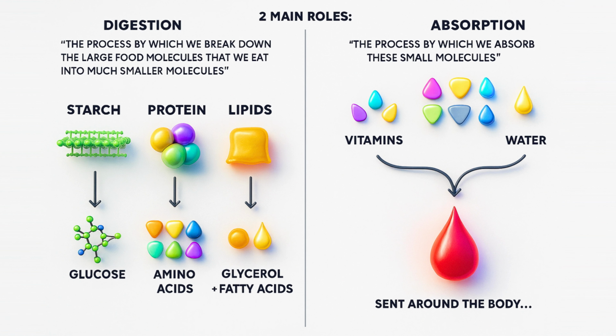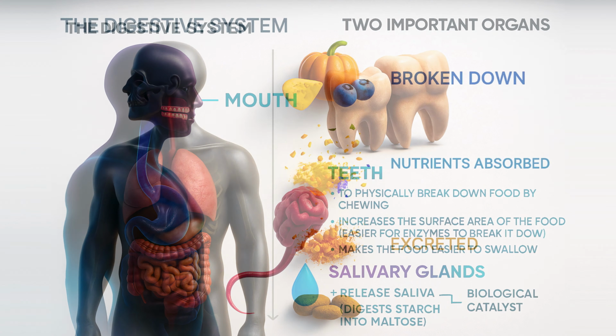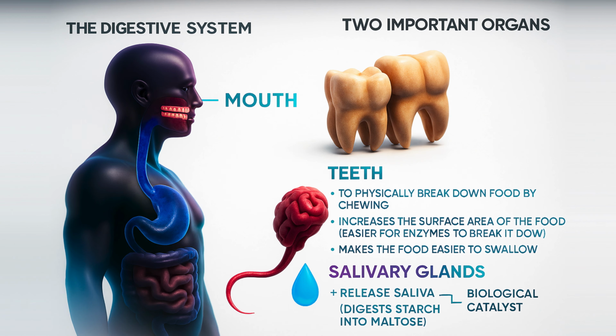To understand this better, we can think of the digestive system as a continuous journey that begins when food enters the mouth and ends when waste is excreted. Along the way, various organs work together to process and extract nutrients from the food. The journey begins at the mouth, where the process of both mechanical and chemical digestion starts.